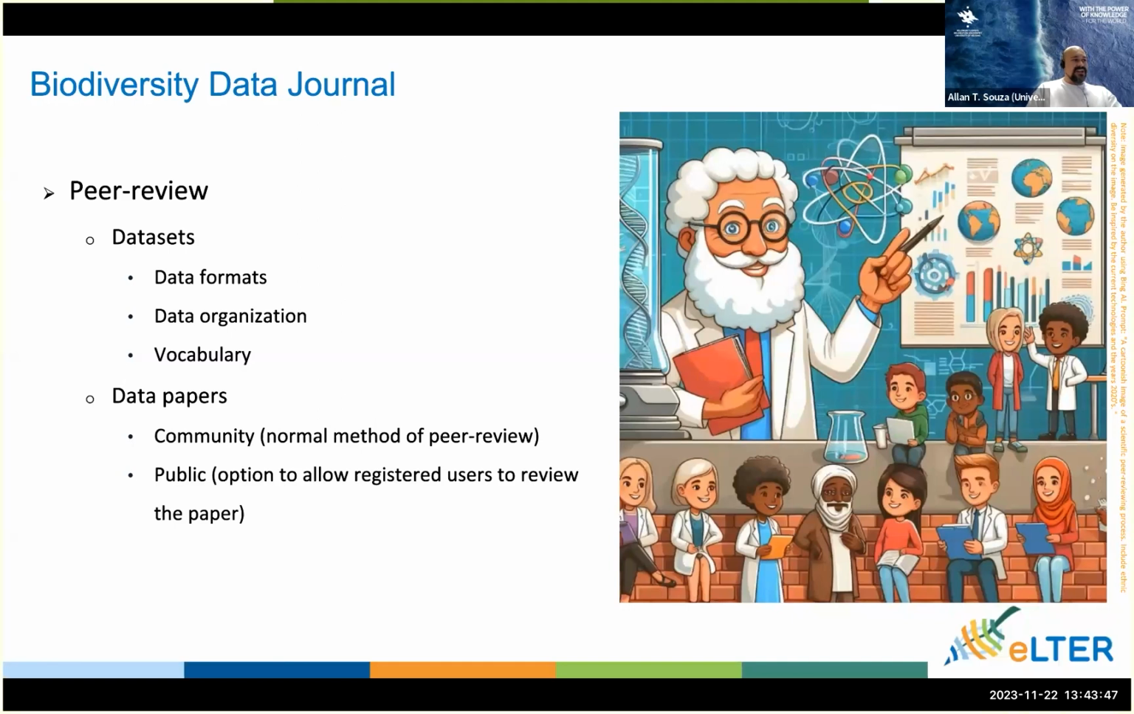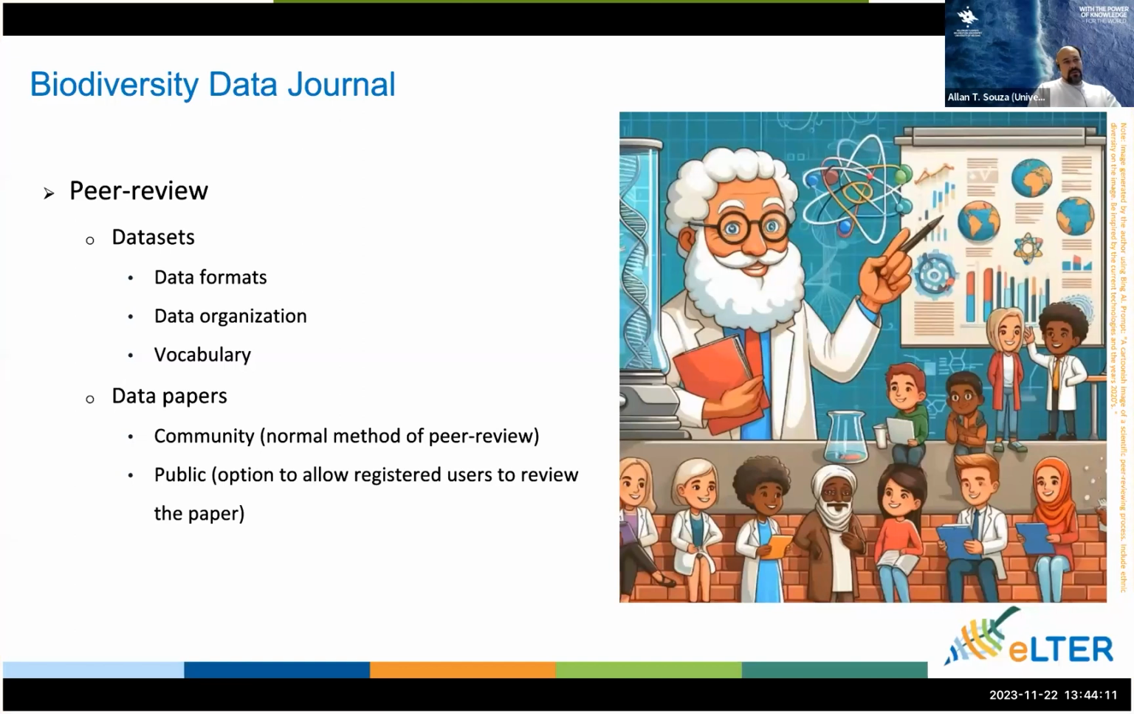So you can expect to go through this phase of peer review of your data set, and after it's completed, it is forwarded to the journal editor, and then it goes through a normal peer review process on the paper itself, not on the data sets. And for that they have different types of peer review.